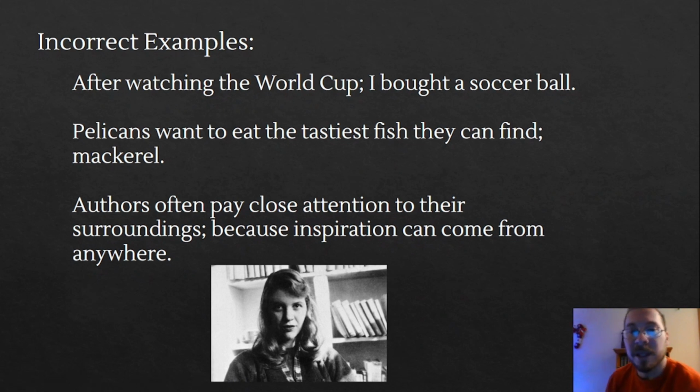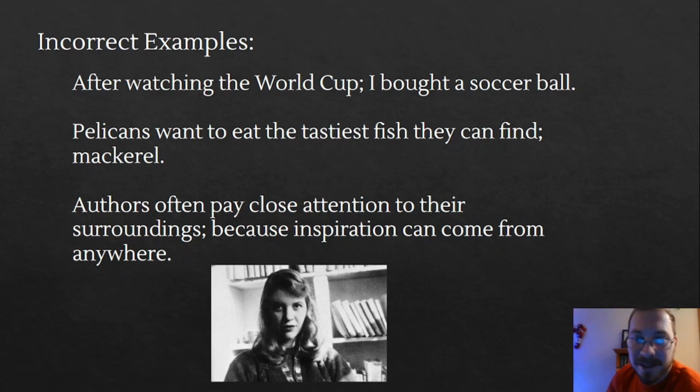So if we look at some incorrect examples here, we've got after watching the World Cup, I bought a soccer ball. And when you read that, it sounds like it would be correct. But if we look at the writing here, after watching the World Cup is not an independent clause. It depends on further information. And really, you could say it depends on the information from the second sentence to make sense. So if you wanted to connect those, you would just use a comma.